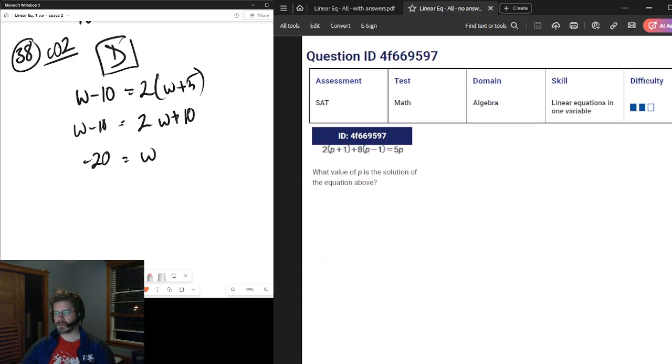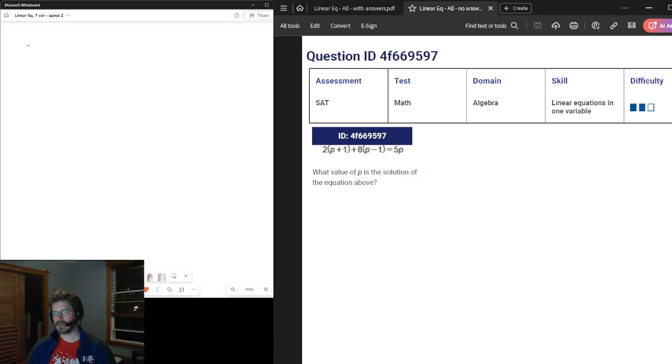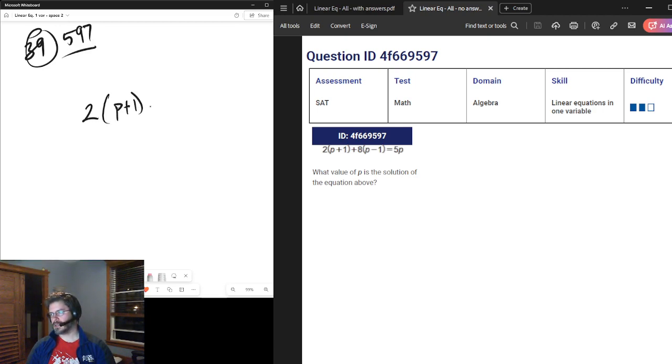Question 39. Code 597. We've got 2 times (p plus 1) plus 8 times (p minus 1) equals 5p. You recall the trick I showed earlier of replacing things. We cannot do it here because that's plus 1 and minus 1. We actually have to do the distribution.